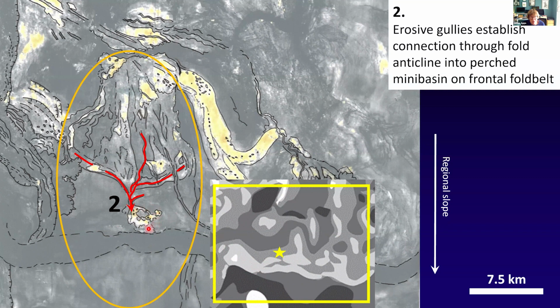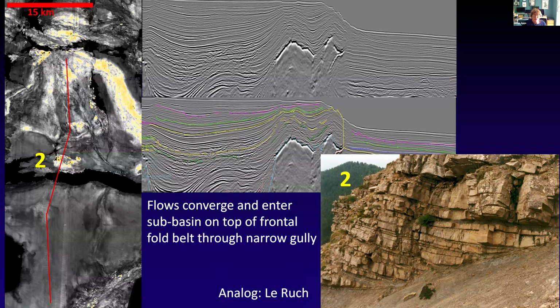The high amplitude deposit here is actually between two of the frontal folds, and it's relatively high amplitude. It's almost certainly sand rich, but it's again limited by the second ridge of folds, which is right at the front of the canopy, in the perch minibasin on the frontal fold belt. So the flows will accelerate as they go through that incised gully there, and likely deposit better quality sand in the confined basin on top of the frontal fold belt, hence the high amplitude response.